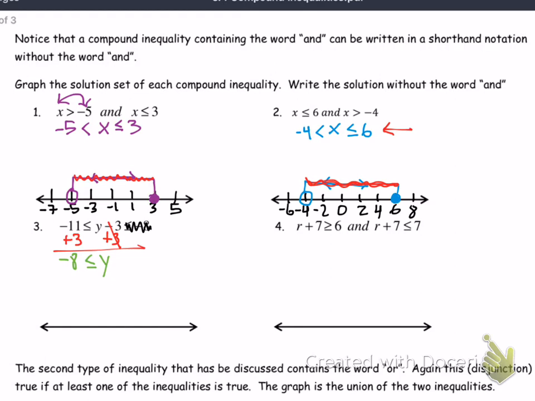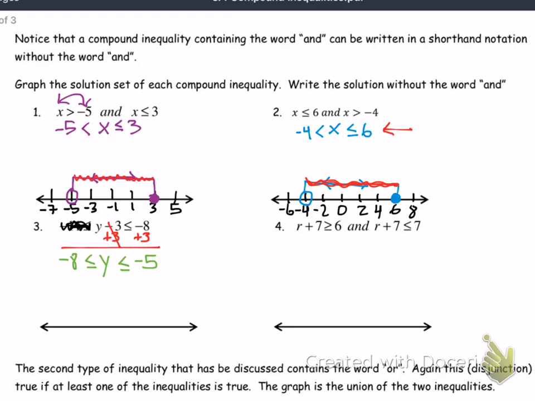So what I'm going to do now is erase the work that I did, keep the green stuff, and cover the left side and uncover the right side. Then solve. After you solve, you get this compound inequality: -8 is less than or equal to y, which is less than or equal to -5.